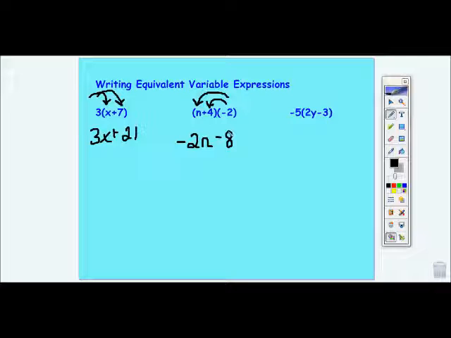And my last one, I'm going to do this one without the arrows. I will still be speaking. -5 times 2y is going to give me a -10y. Make sure you're applying your variable rules. And -5 times -3, that's going to give me a +15. And there's my operational symbol as a positive.